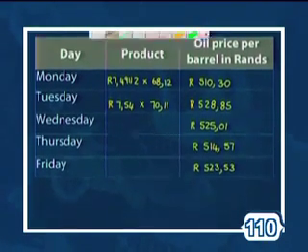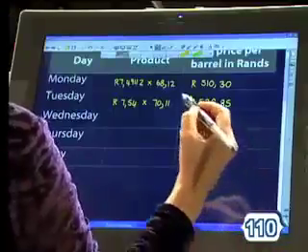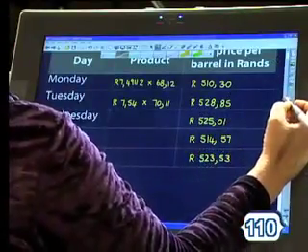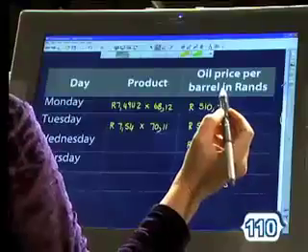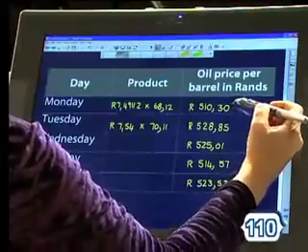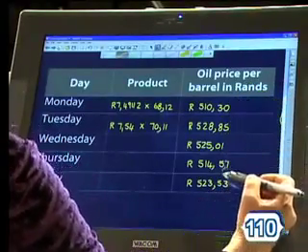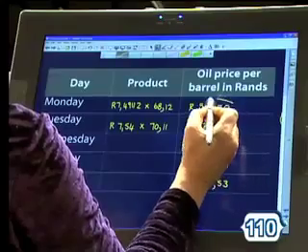Now if we scrutinize this table, guys, if we have a look at the oil price per barrel in rands per day: 510, 528, 525, 514, 523. Now what we're going to have to work out is which day it's going to benefit us to buy our oil. Now, if we recall, we saw that it was the cheapest per barrel on a Friday, and the US dollar rate was best on a Monday. But can you see that if we work out our oil prices, which day is actually going to be better for us to buy? Well, for me, it's going to be on the Monday.